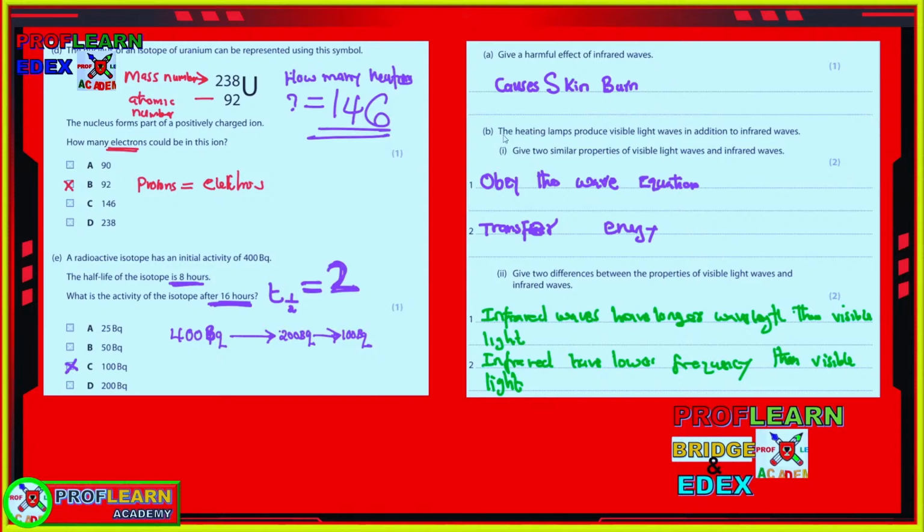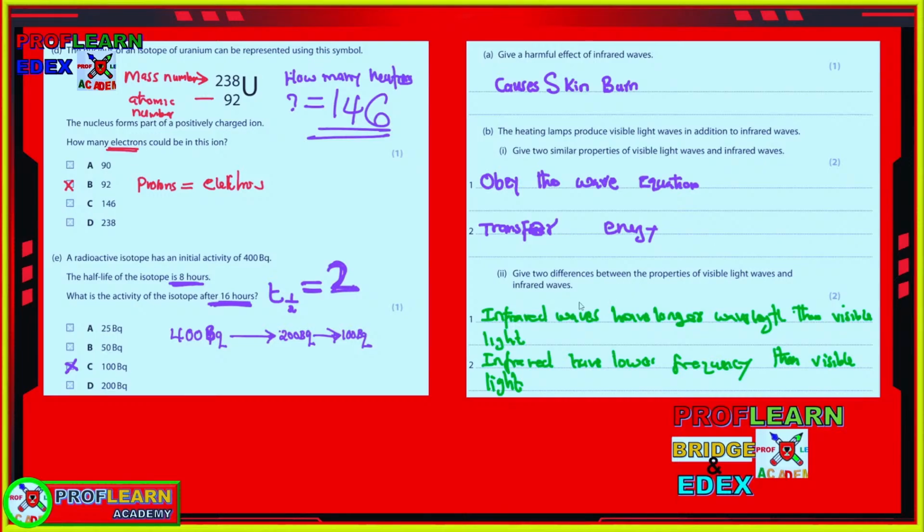Now, what matters most during this exam is to understand similar properties between electromagnetic waves. So in this case, the similarities between visible light and infrared waves: both of them transfer energy, both of them are transverse in nature, both of them undergo reflection, refraction, and diffraction. The list is endless, but you're supposed to give only one.